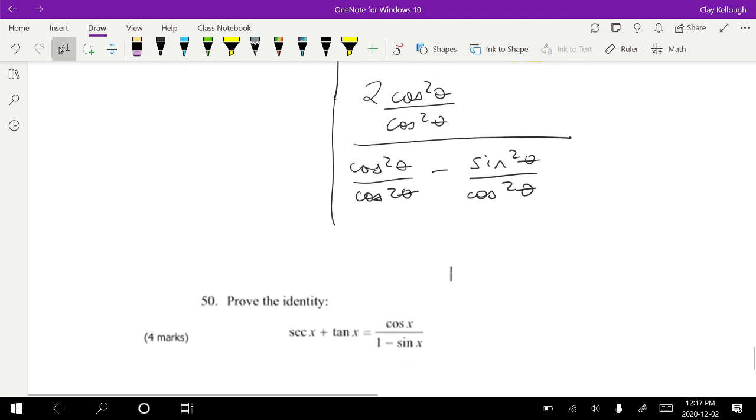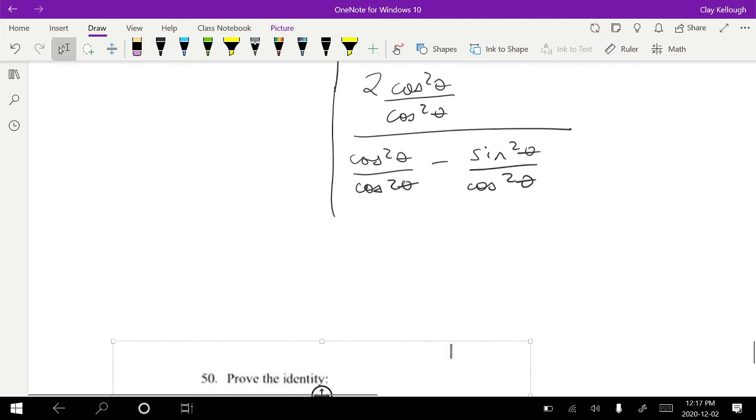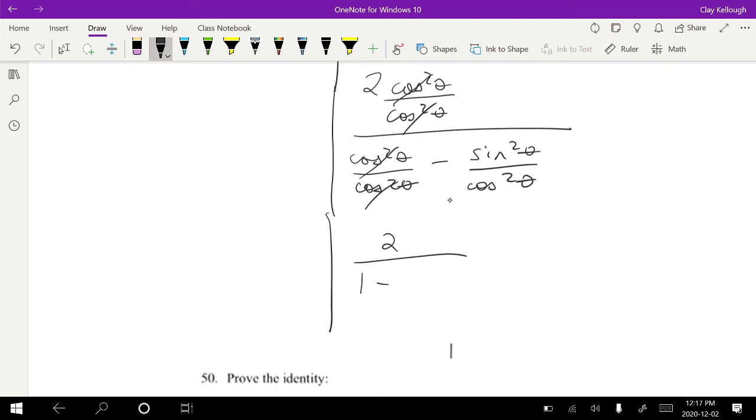And I need more room again. Not much, though. We almost got this. 2 over 1 minus, oh, and what's this thing?